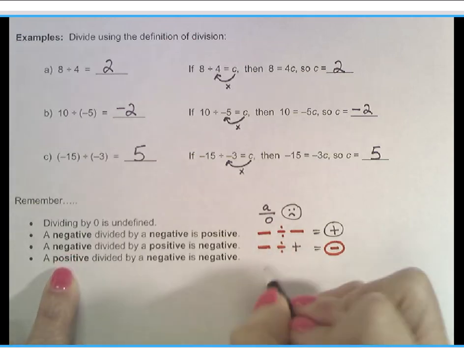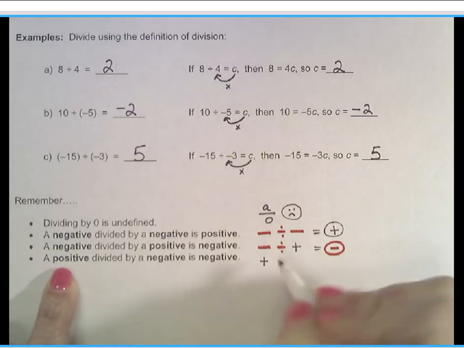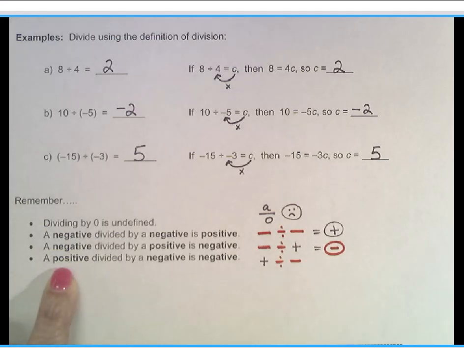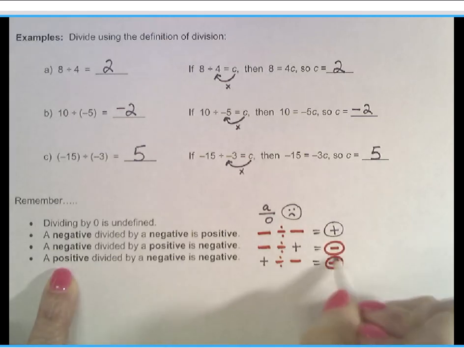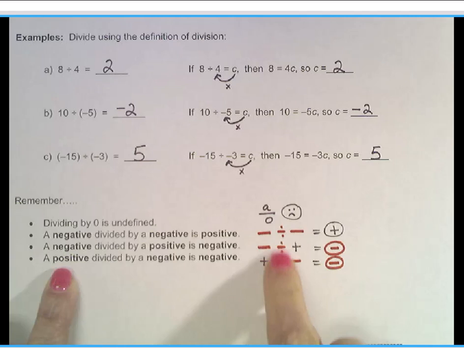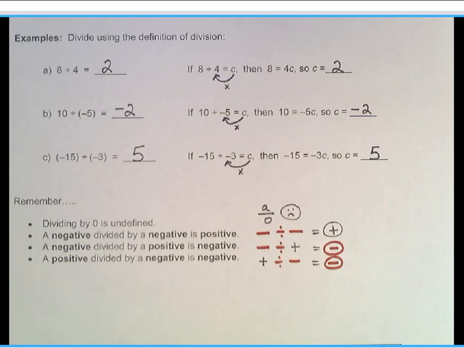And if you have a positive divided by a negative, that's going to be negative for the same reason as the last one. Remember, commutative property. You could probably say those in one statement if you use the commutative property. So just like with multiplication, with division, if the signs match, you get a positive answer. If the signs are mismatched, you get a negative answer.